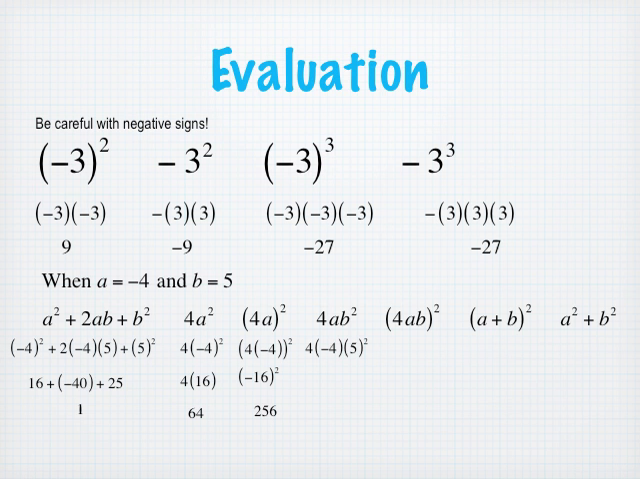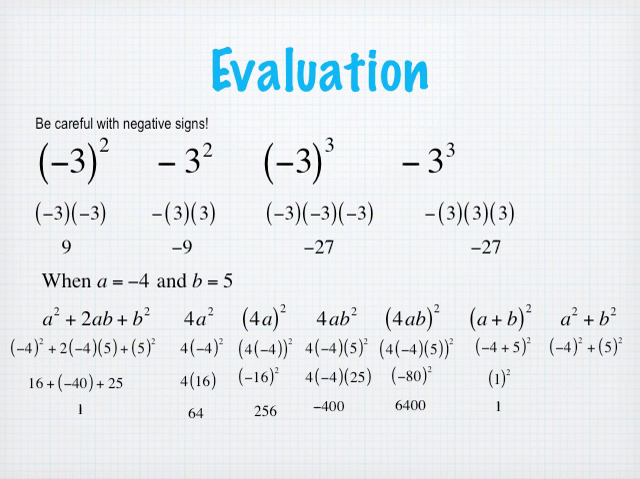4ab. Put parentheses where the a was, put parentheses where the b was, and then put our numbers in. So we have 4 times negative 4 times 5 squared. That square only applies to the 5. It doesn't apply to anything else. So we have 4 times negative 4 times 25, which is negative 400. Similar problem. Put parentheses in place of the variables and then put those numbers inside. So we get negative 80 squared, which is 6,400. So give us negative 4 plus 5 squared, or 1 squared, which is 1, and negative 4 squared plus 5 squared, 16 plus 25, which is 41.